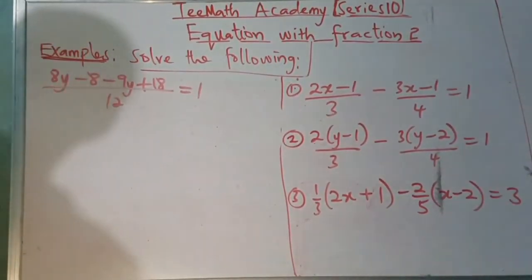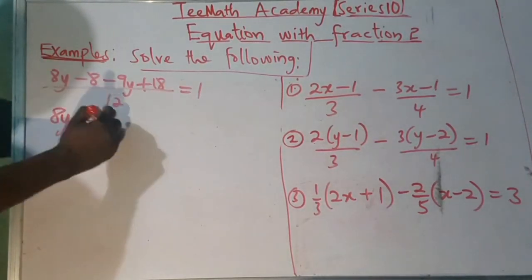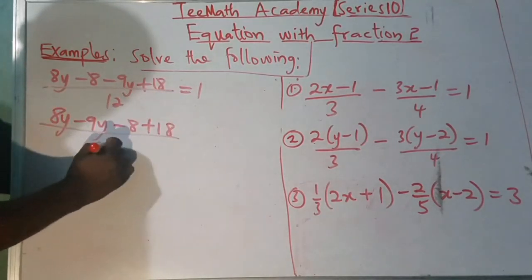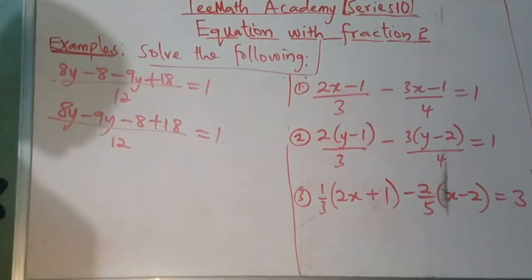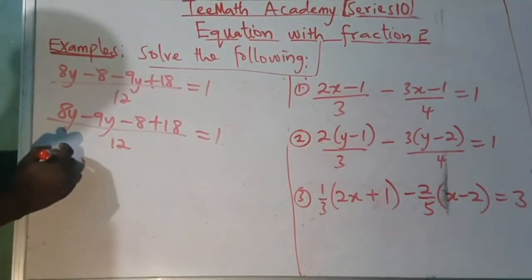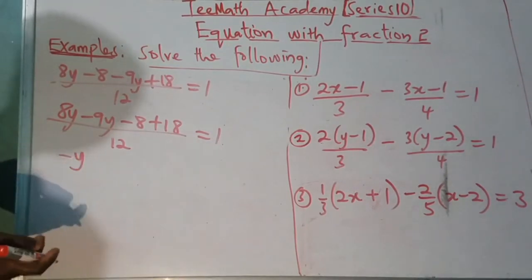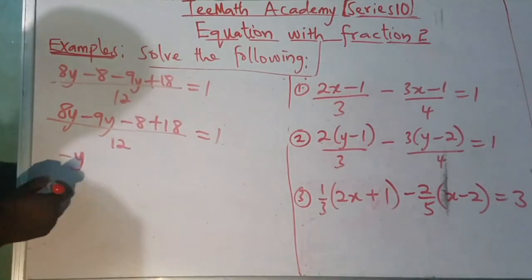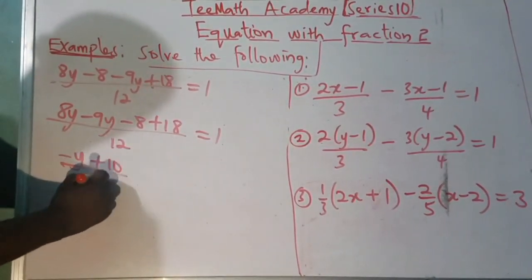Now here we collect the like terms. That will be 8y minus 9y, then minus 8 plus 18. The sign will not change here. It will remain the same because nothing is crossing. It's still on the same side. So 8y minus 9y, that is minus y. Some still will write minus 1y. No, it's minus y. So minus 8 plus 18, that will be plus 10, then over 12 equals to 1.